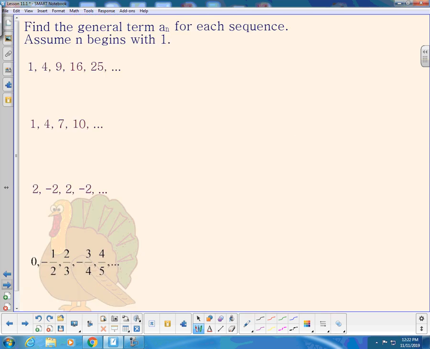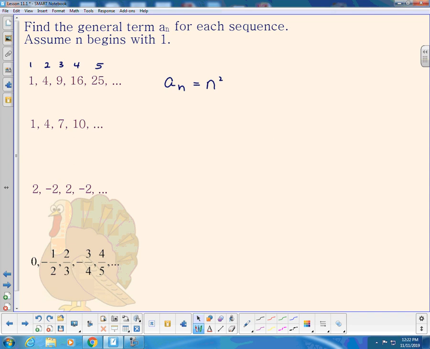Assume the general rule. We're starting with the first power, or the first term. So we want to find the equation. So the easiest way I know to do this is go ahead and write your domain values and try and figure out what happened to those to get you your range. Do you notice anything about the numbers? Squares. They're squares. So it's just n squared.